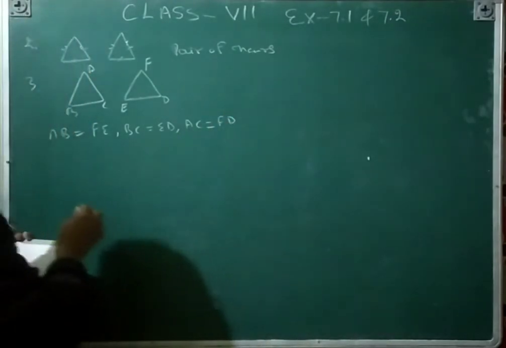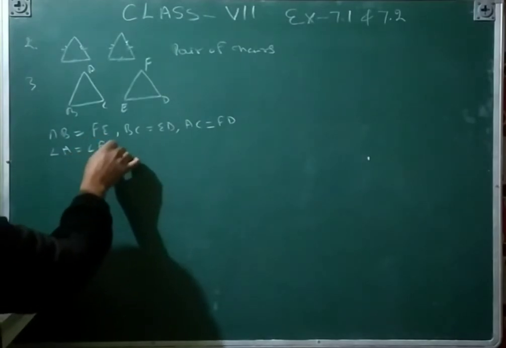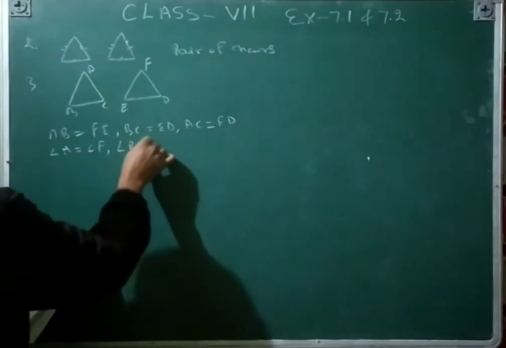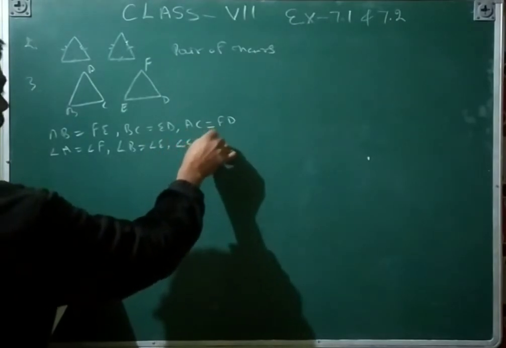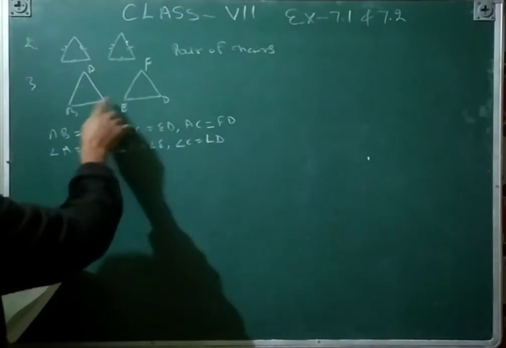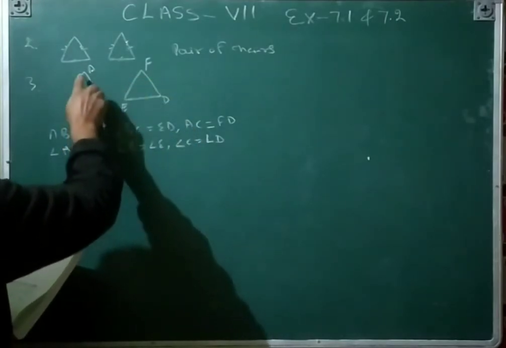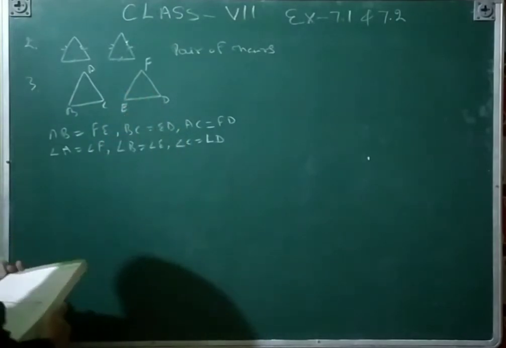These sides will be equal, and then angle A is equal to angle F, angle B is equal to angle E, angle C is equal to angle D. It means this side will be equal, this will be equal, this will be equal, and this angle will be equal, this angle also, this angle also.